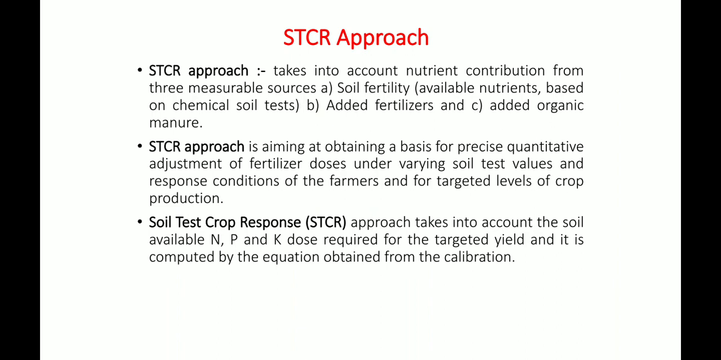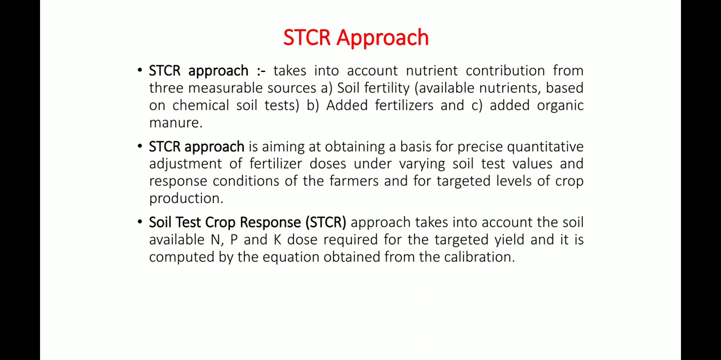For soil fertility, we have to check the available nutrients based on soil testing. Then, the fertilizers added as recommended for the specific crop depend on the soil type and the crop. And the added manures, applied before sowing the crops, can be FYM, green manures, vermicompost, poultry manure, or sheep or goat manure. These are the three important measurable sources whose nutrient contribution to the soil is taken into account. This is STCR.